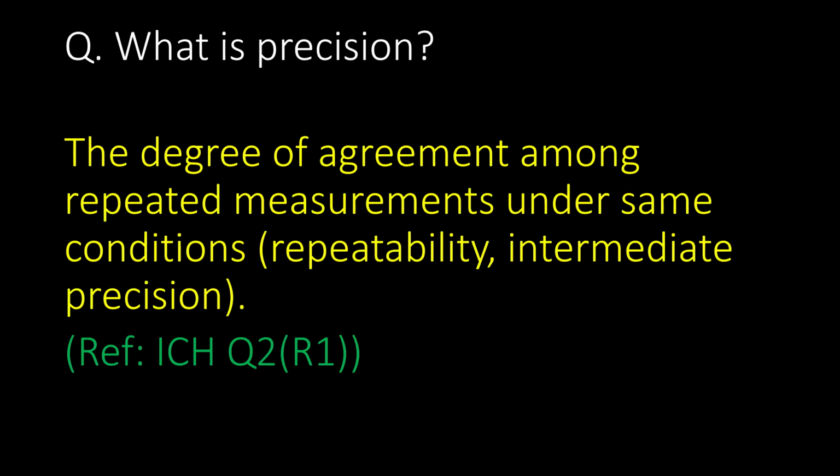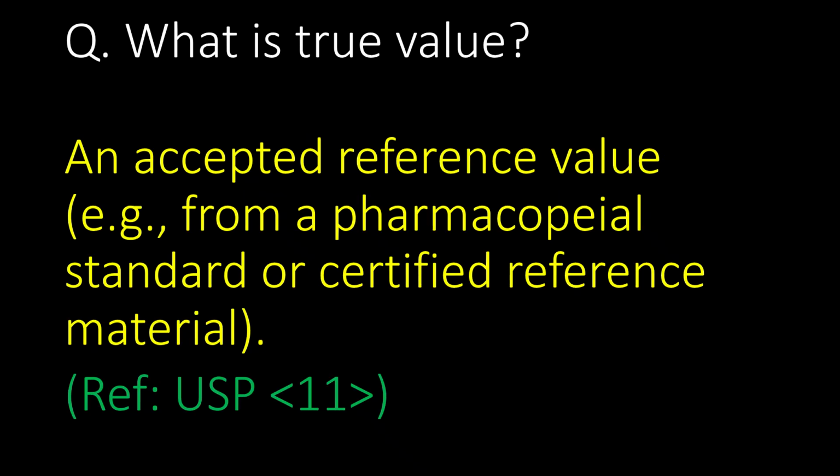What is precision? Precision is the degree of agreement among repeated measurements under same conditions. Repeatability or intermediate precision. Reference ICH Q2 R1. Very commonly asked question, what is true value? An accepted reference value is called true value. For example, from a pharmacopoeia standard or certified reference material. Reference USP chapter number 11.